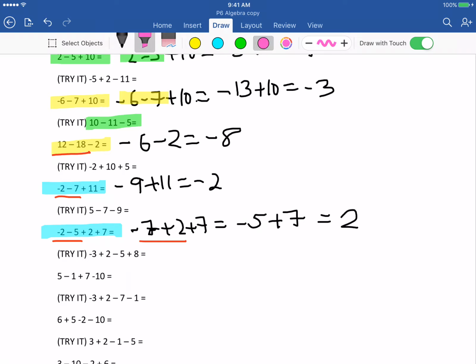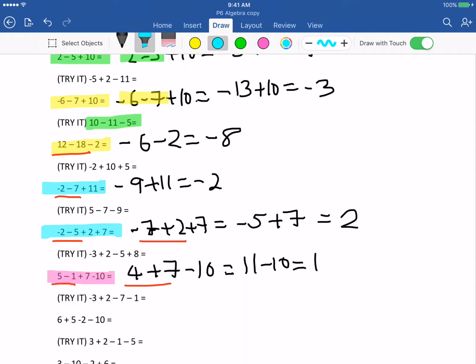Okay, the next one. Negative 5 minus 1 plus 7 minus 10. So let's do the first two first. 5 minus 1. So what's 5 minus 1? It's equal to 4, plus 7 minus 10. Same thing. What's the next step? Do the first two. 4 plus 7. What's 4 plus 7? It's equal to 11 minus 10, which is equal to 1.